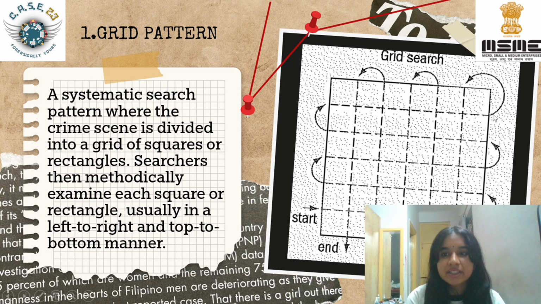forming a grid-like pattern. So basically, this crime scene search can be used in cases where there are a lot of evidences in the crime scene. Let's say the concentration of evidences is very high in every corner of the room. In such cases, the grid pattern is quite applicable.